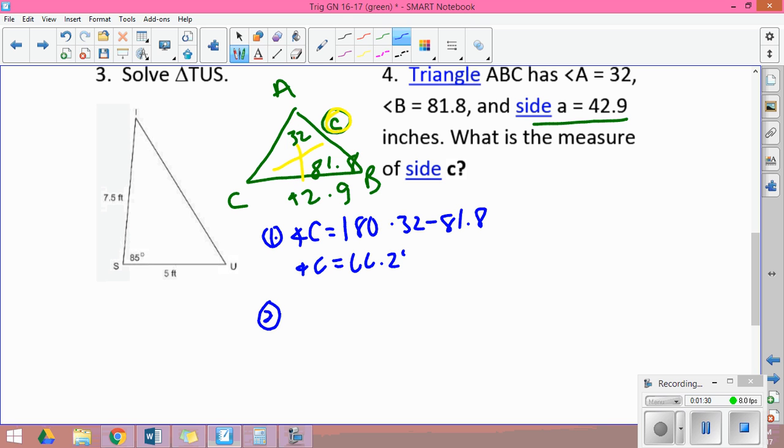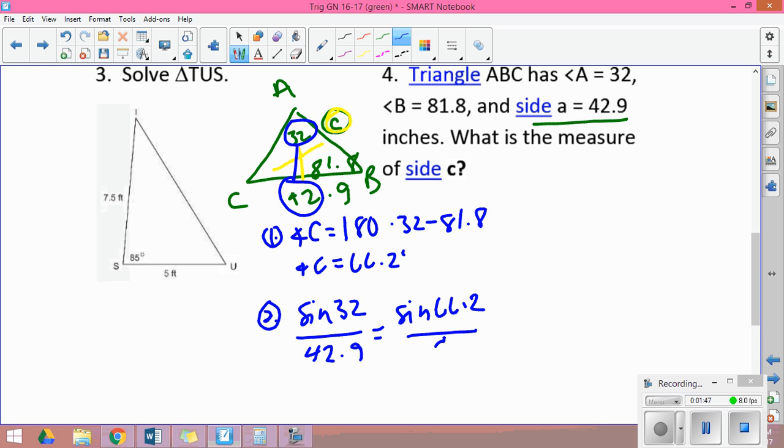Now I can go ahead and set up a law of sines, and I can say the sine of 32 over 42.9, side angle pair, is equal to the sine of 66.2, what we just found, over C, the one we don't know. And then we are going to cross multiply. And when we do that, we find out that C is equal to 74.1.